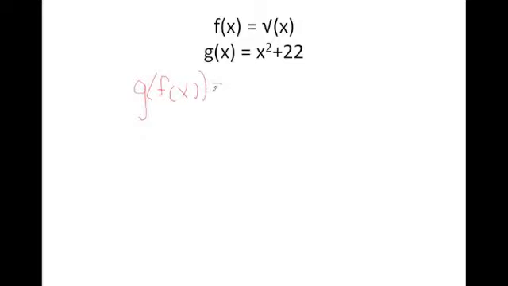So we're plugging in the square root of x into the equation x squared plus 22, which means you have the square root of x raised to the power 2 plus 22. Now, the square root and the power of 2 cancel each other out, which gives you x plus 22. Nice and simple one there. Could get tricky if you got the order reversed.